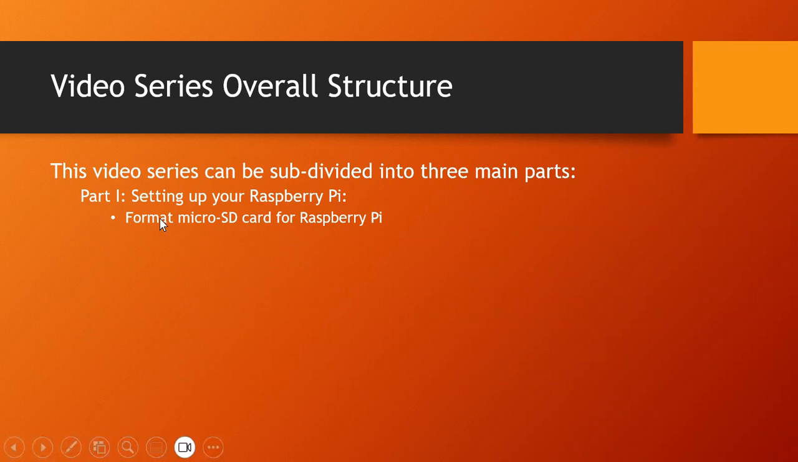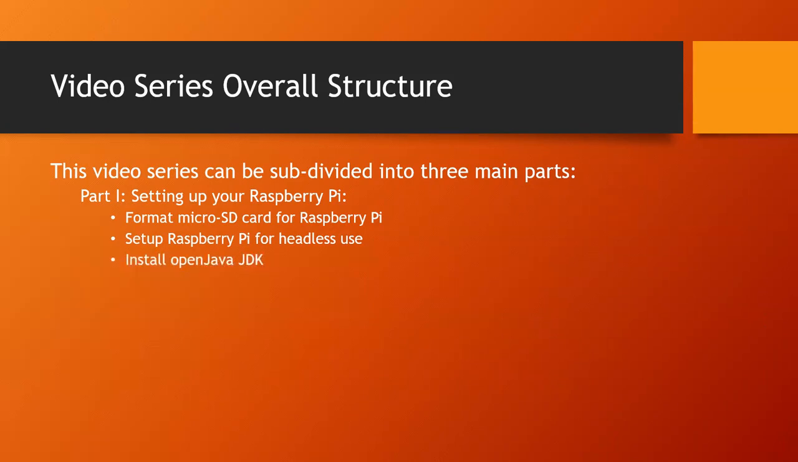So the first one is, again, setting up the Raspberry Pi. We are going to go through the step of formatting a micro SD card for your Raspberry Pi, and then setting up the Raspberry Pi for headless use. So we are going to avoid using a monitor, keyboard and mouse for the Raspberry Pi. We're going to use your laptop to connect to your Raspberry Pi directly, so we can use the mouse, keyboard, and monitor from your laptop. So we don't need this additional hardware.